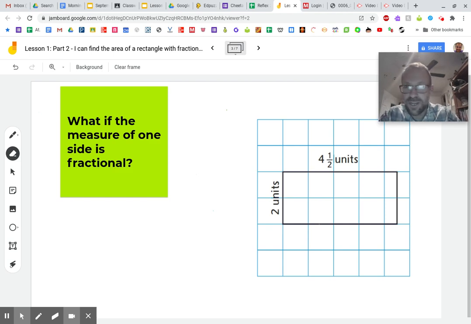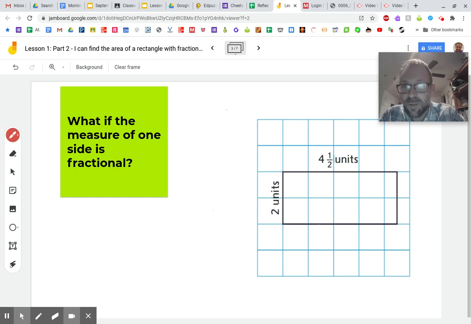Okay, strategy number 2 builds on the second strategy we learned yesterday. If you recall, we learned that if we multiply the length times the width, we'll find the area of the rectangle. We can apply that to finding the area of rectangles with fractional side lengths. So it's just a bit of a shortcut, I guess. And so let's take a look at this first problem right here, okay?